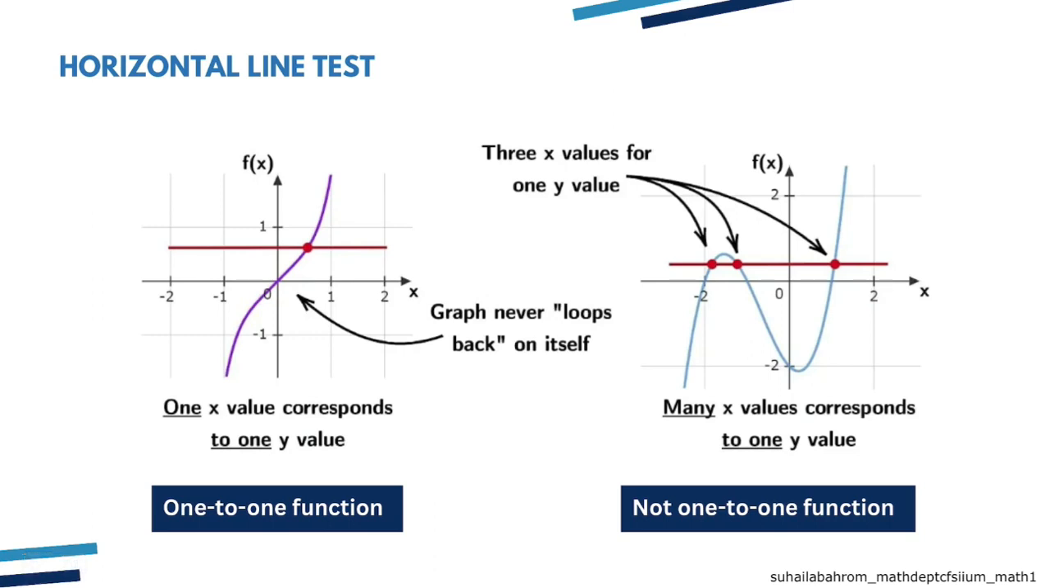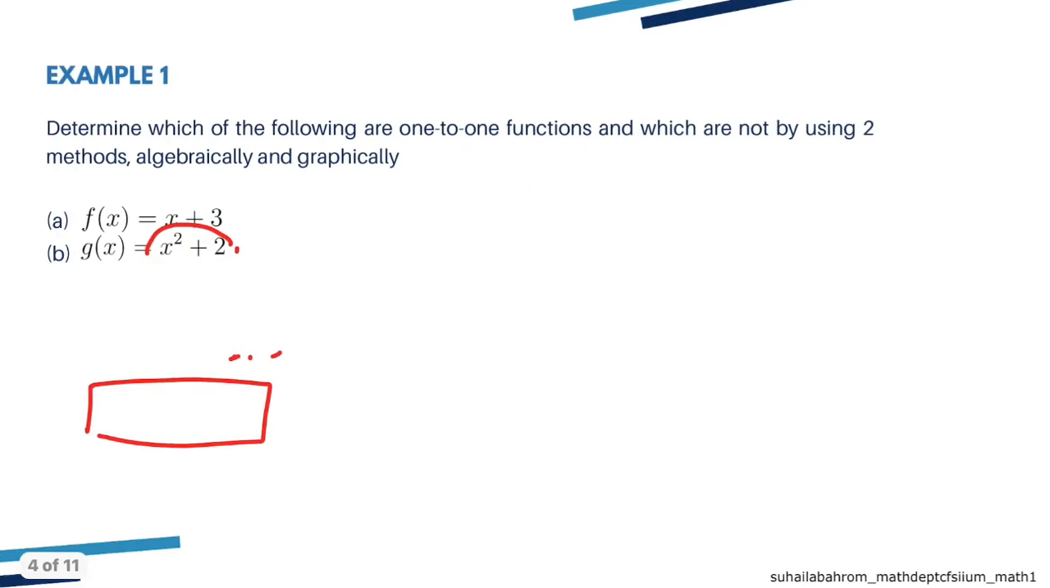So the method for you to determine whether the function is a one-to-one function, algebraically, is by using the horizontal line test. If we have a graph and we draw a horizontal line along this graph, when it intersects at most one point, meaning that this is a one-to-one function. When we draw a horizontal line along this graph and it intersects more than one point, meaning that it is not a one-to-one function.